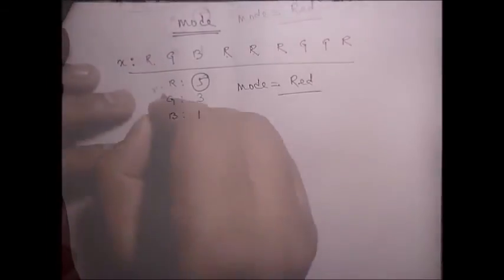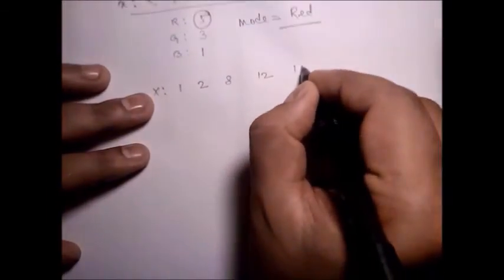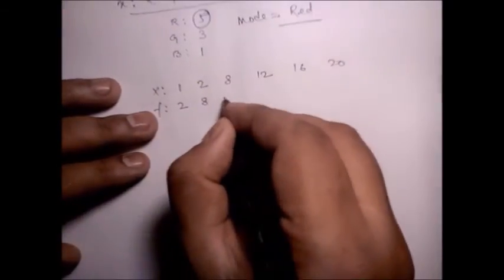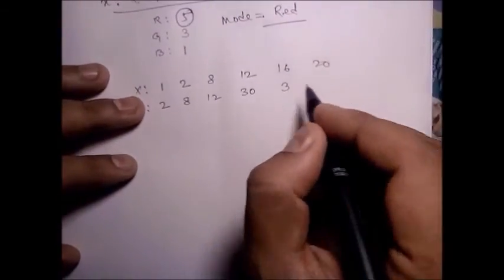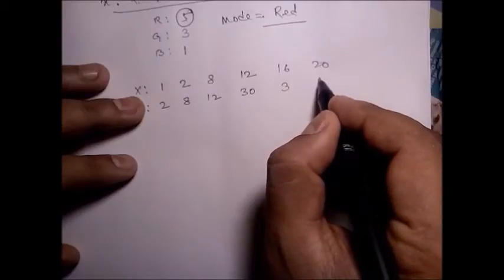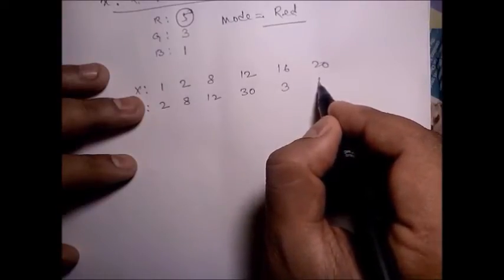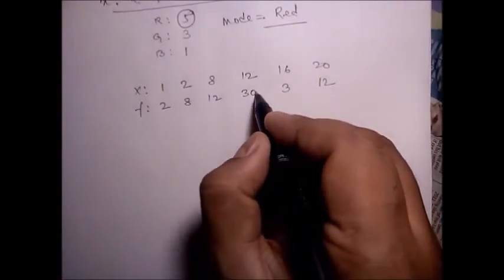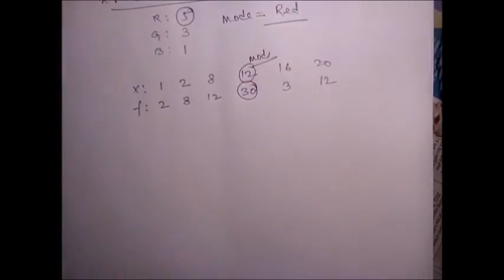So what is the application of mode? Suppose the values are 1, 2, 8, 12, 16, 20, and the frequencies are 2, 8, 12, 33, and 12. So what is the mode value? Identify the maximum frequency, so the mode is 12. But what if the maximum frequency is repeated?